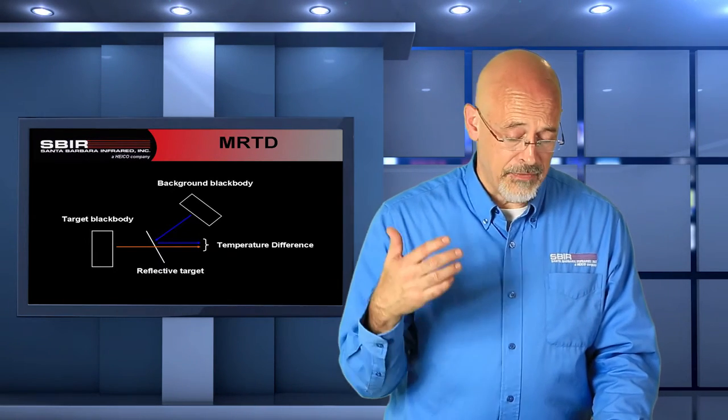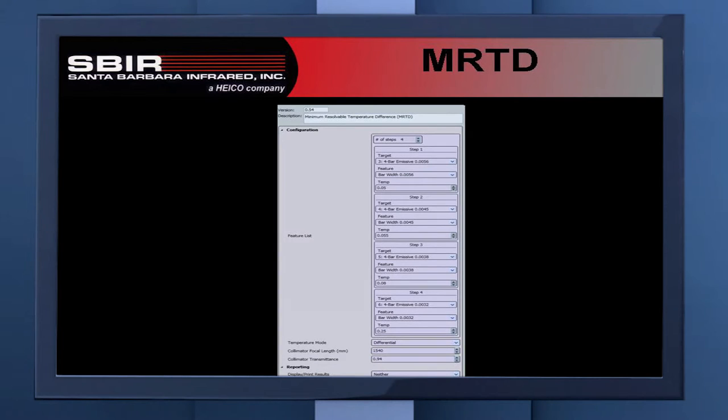When we do a test, we identify how many steps we're going to do. You saw a four-step MRTD. Three is fairly common. Some people do higher counts, but again, that takes more time. It makes your observer more tired. There are problems when you go much higher. So four counts are the typical size that we take.